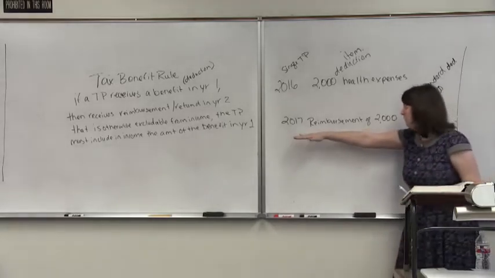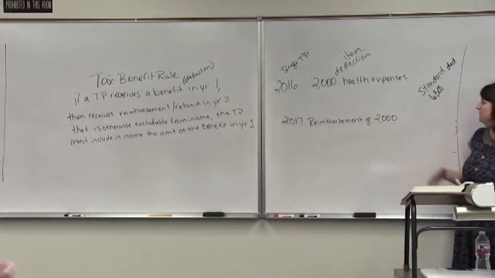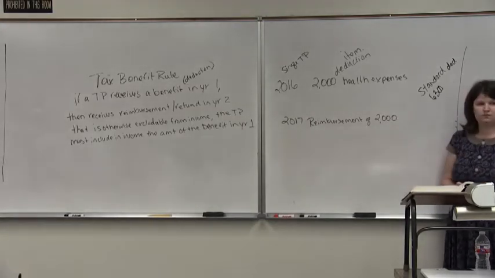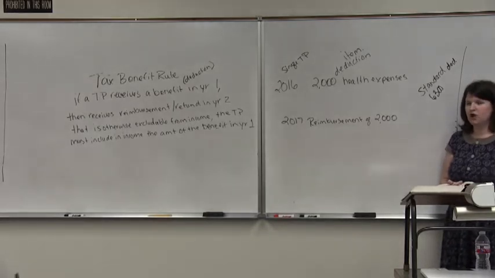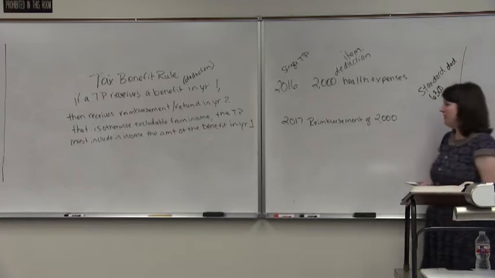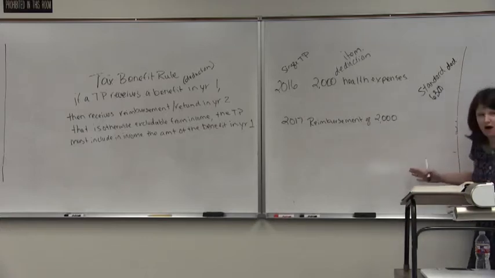Now, what if the taxpayer had instead decided to take the standard deduction? Now, when they receive their reimbursement in 2017, how much do they include in income? None, right? None. Do y'all see that? I'm not getting any answers. Because they did not get a benefit from it.